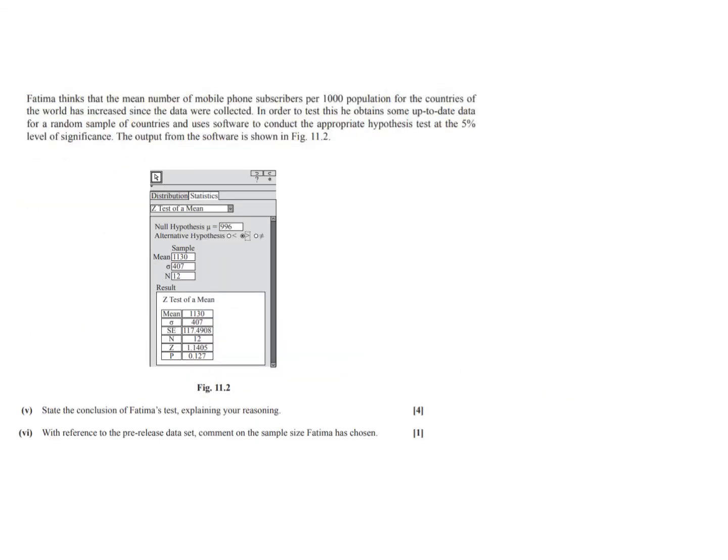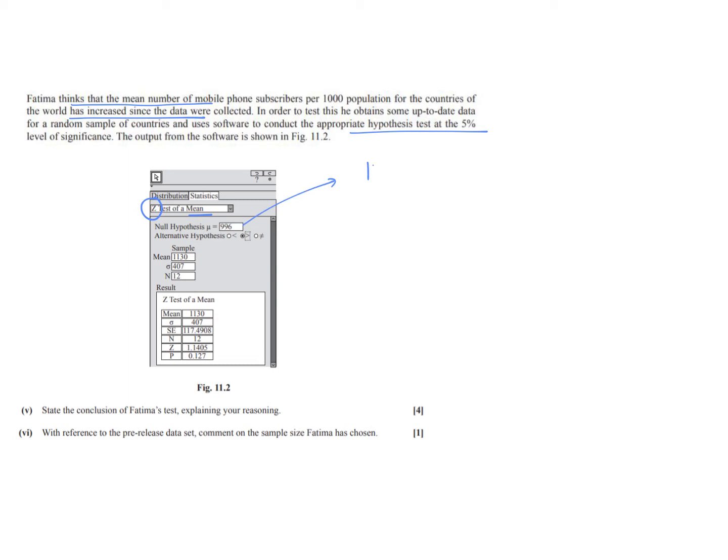So we then move on to the next part of the question, where Fatima thinks that the mean number of mobile phone subscribers per 1,000 population for the countries of the world has increased. So they think that the mean has increased. In order to test this, he obtains some up-to-date data for a random sample of countries and uses software to conduct the appropriate hypothesis test at the 5% level of significance. So let's take a look at the hypothesis test that's gone on here. Look at all the wording, a z-test for a mean.